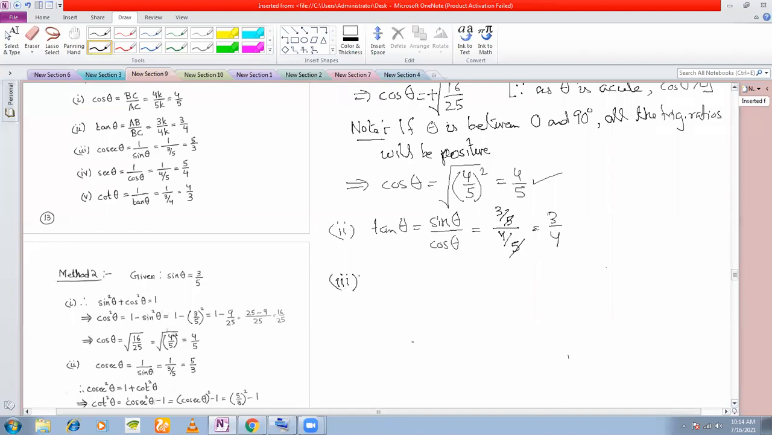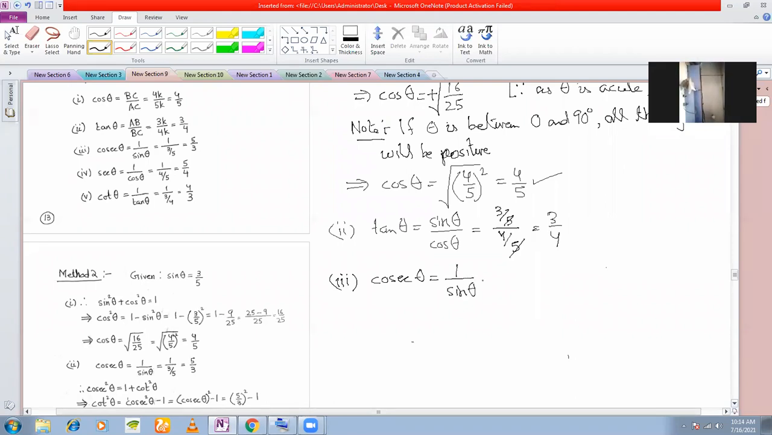Third question is cosec theta. Now cosec, you know, is the reciprocal of sine, right? And how much is sin theta given? 3 by 5, so cosec theta is equal to 5 by 3. Okay, so cosec theta we have found out. Next we want to find out sec theta. Sec theta is nothing but the reciprocal of cos. Cos theta we have found out above to be how much? 4 by 5, so sec theta is equal to 5 by 4.